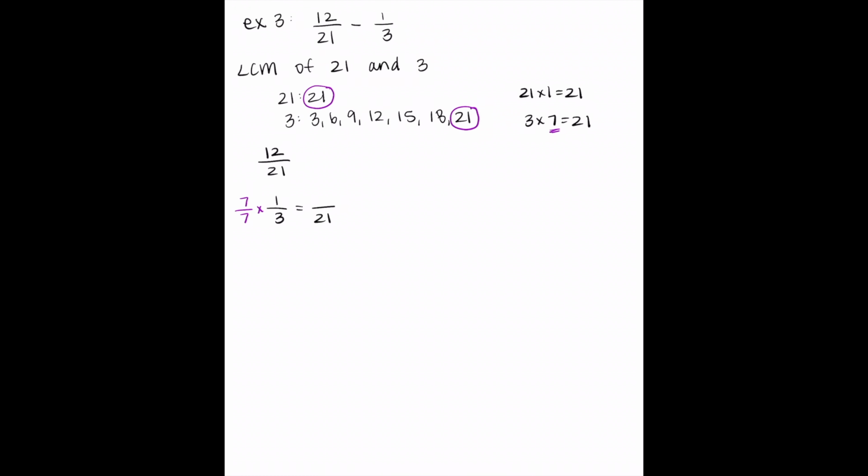The 3 times the 7 gives us our denominator of 21. 7 times 1 gives us 7. So now we've converted the 1/3 to 7 over 21 as our equivalent fraction. Now we'll go through and just subtract like we did in our last video. 12 minus 7 gives us 5. 21 will just carry over. So our answer will be 5 over 21.